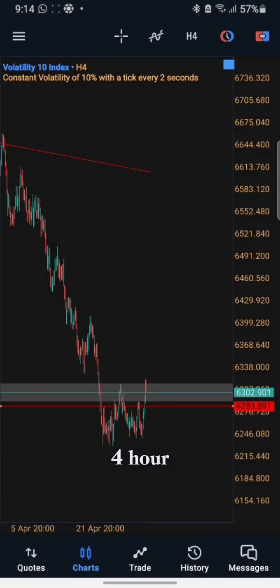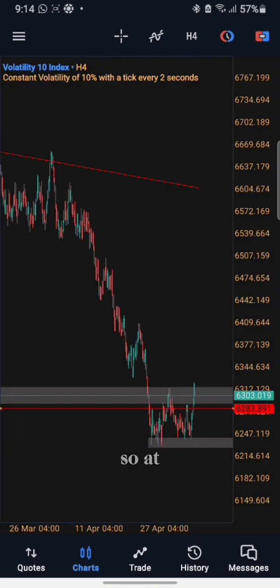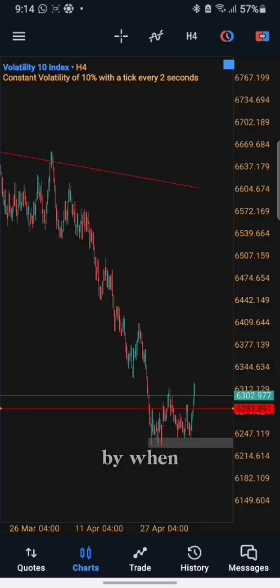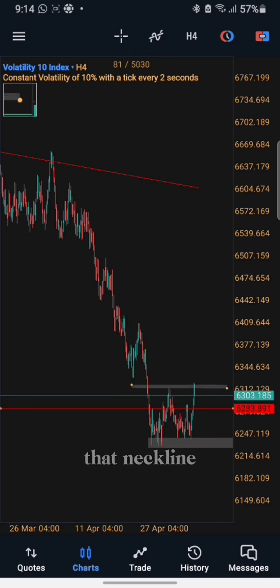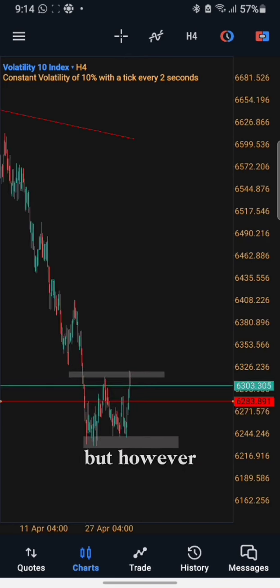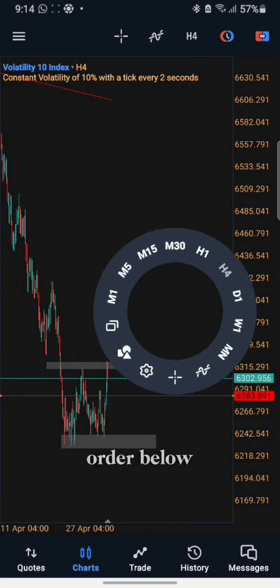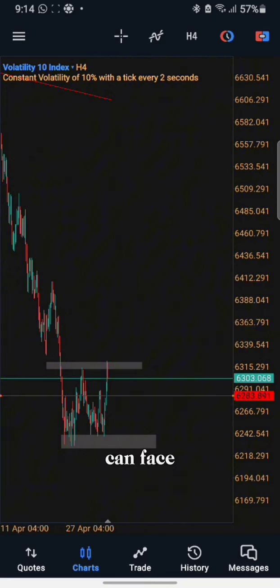And then in the 4-hour time frame, as you can see, there was kind of a double bottom. The market is currently at a neckline. At a double bottom, when the market reaches that neckline, it means the market has to go up again. However, at that neckline where I'm putting the order block, the market can face some kind of challenge because it is an area of resistance, so it has to be retested.